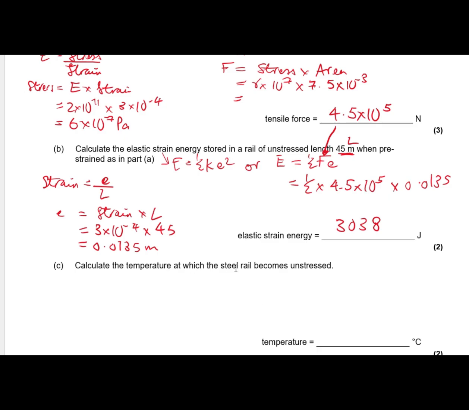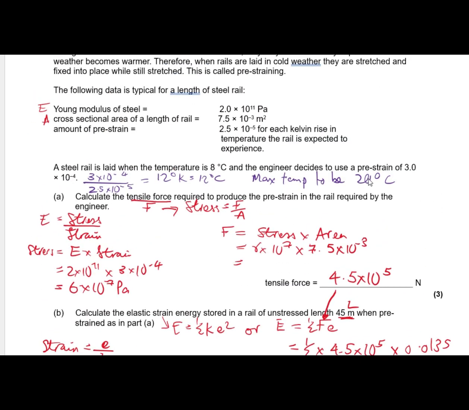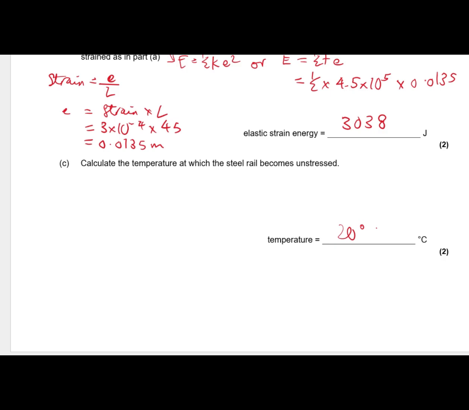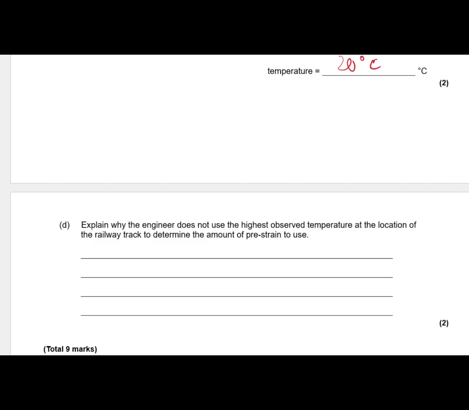Calculate the temperature at which the steel rail becomes unstressed. So I think we just worked that out. That was 20 degrees from earlier. So that's where that pre-strain information is useful. But otherwise, it's not something you'd be expected to know about.